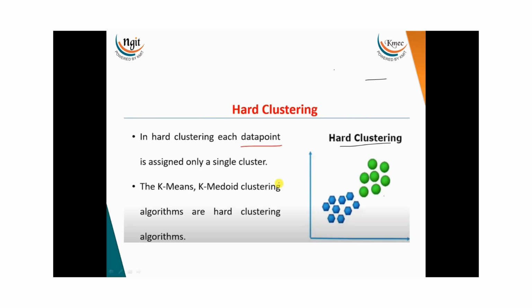As you can see in this diagram, these data points belong to this cluster and this data point belongs to another cluster. So data points belong to a single cluster only. This is called hard clustering, and examples of hard clustering are k-means clustering and k-medoid clustering.